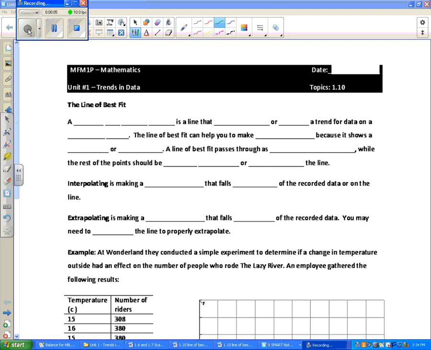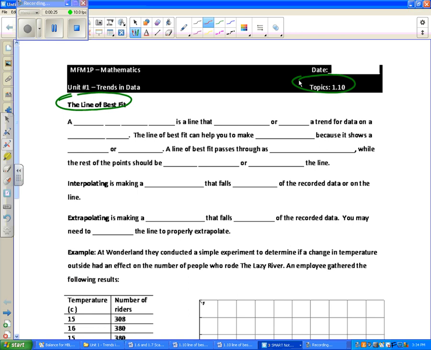Last day we looked at scatter plots. We looked at how we can use a scatter plot or a set of ordered pairs to find relationships and find trends or patterns in information. Today with lesson 1.10, we're going to look at the line of best fit, and how the line of best fit works together with a scatter plot.